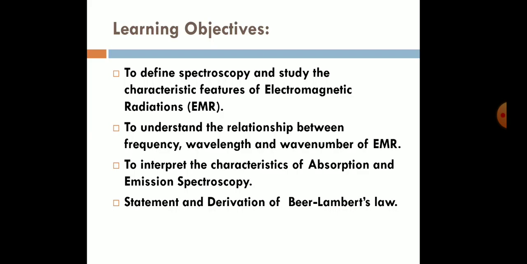The learning objectives of today's class can be broadly divided into 4 heads. Number 1, to define spectroscopy and to study the characteristic features of electromagnetic radiation. Number 2, to understand the relationship between frequency, wavelength and wave number of electromagnetic radiation. Number 3, to interpret the characteristics of two spectroscopies, that are absorption spectroscopy and emission spectroscopy. And finally, to state and derive the Lambert-Beer law.